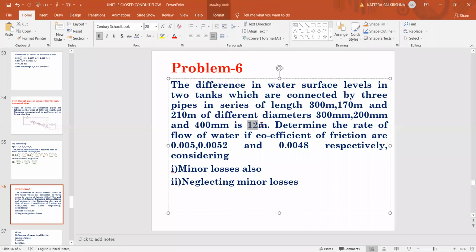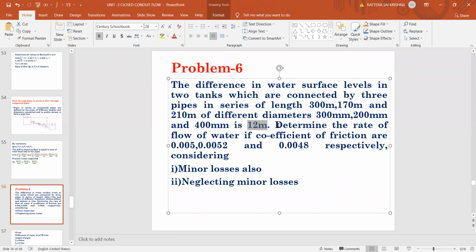And what is this 12 meter? That is the difference in water surface level in 2 tanks connected by 3 pipes, which is 12 meters. So capital H is given: the difference in water surface level, capital H equal to 12 meters. Then L1, L2, and L3, the lengths of the pipes, are given. D1, D2, D3, the diameters of the pipes, are also given.